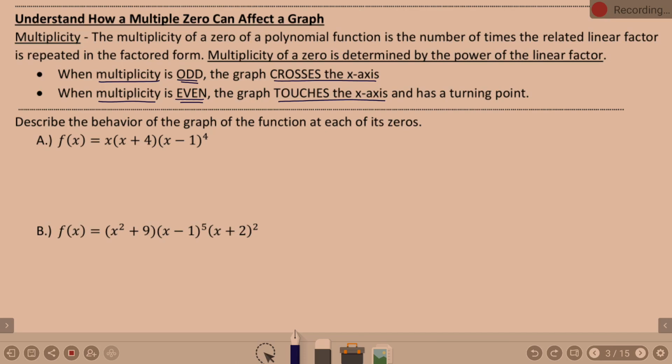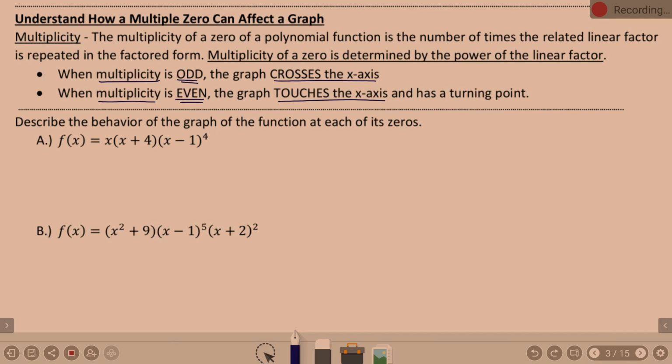So this is something called multiplicity. Multiplicity helps us to describe the behavior of the graph at its zeros. And that's what we're being asked to do here. So let's look at this example. Officially, it's describe the behavior of the graph at each of its zeros. So we're going to name its zeros. And ultimately, we need to say, okay, at this zero, does the graph cross or touch the x-axis? At this zero, does it cross or touch the x-axis? That's our ultimate goal.